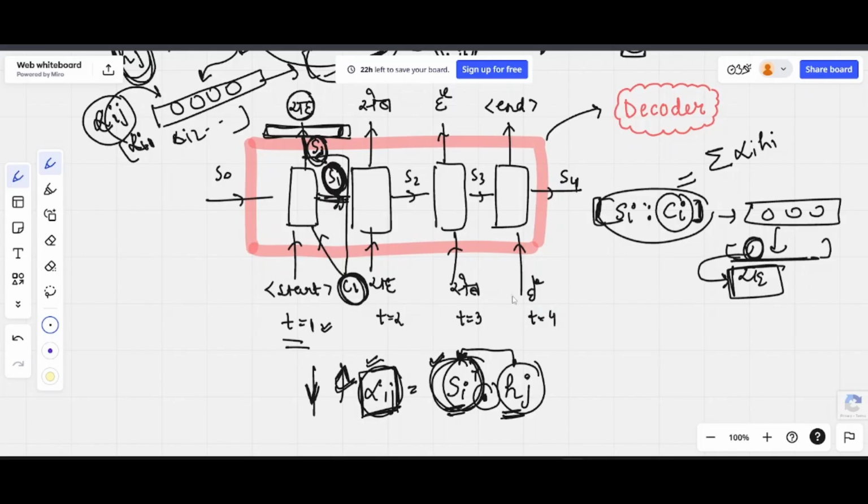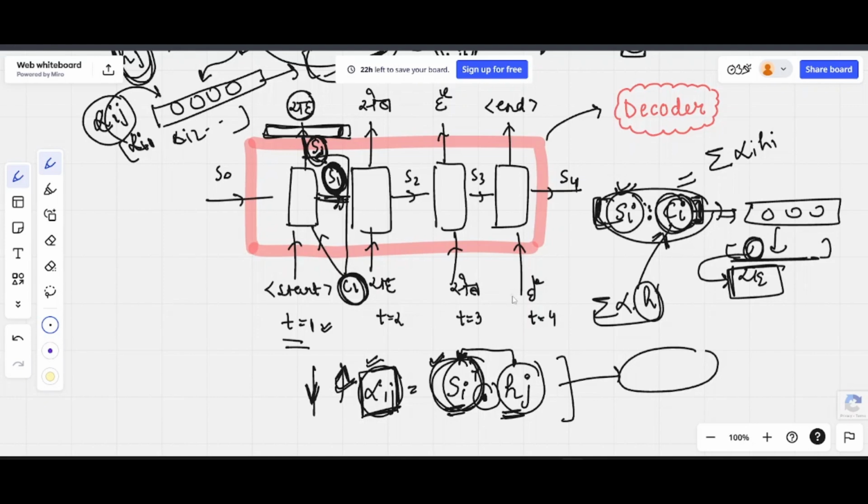And then we pass this to our softmax layer in order to find the normalized weights, which are then multiplied with the hidden states of the encoder in order to find our attention input. This attention input is then concatenated with s i directly, because we have already got our output. And then this final vector is passed through our softmax layer in order to find the final words.